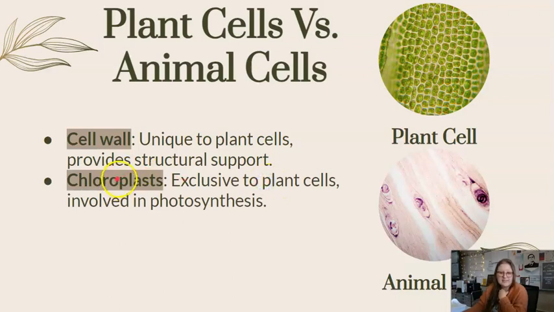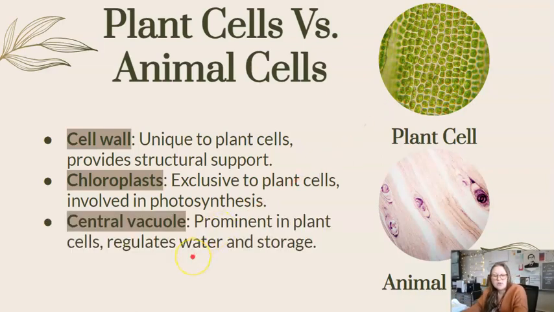Chloroplasts are exclusive to plant cells. They are involved in photosynthesis. That's what's green right here, and why most plants are green. Now, yes, there are some animals that are green, like some lizards. However, they're not photosynthesizing. It's just a different pigment. But plants are green because they photosynthesize.